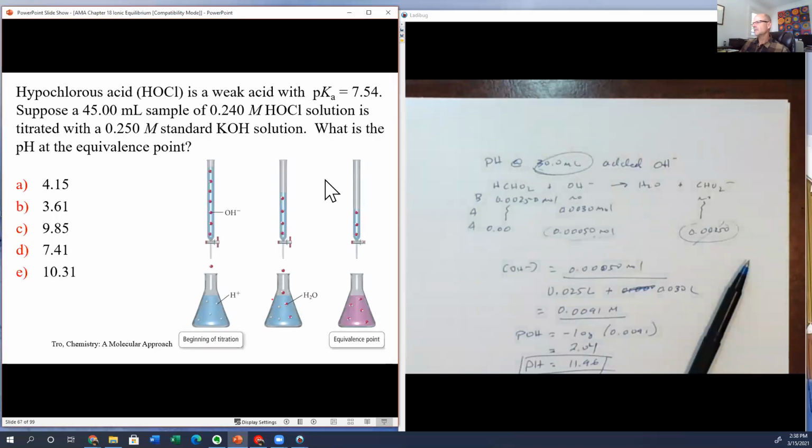Try to do one of these on your own. Okay. I'm going to start the polling here. I'm going to give you some time, and I want you to work through this question. You've got to find the pH at the equivalence point.